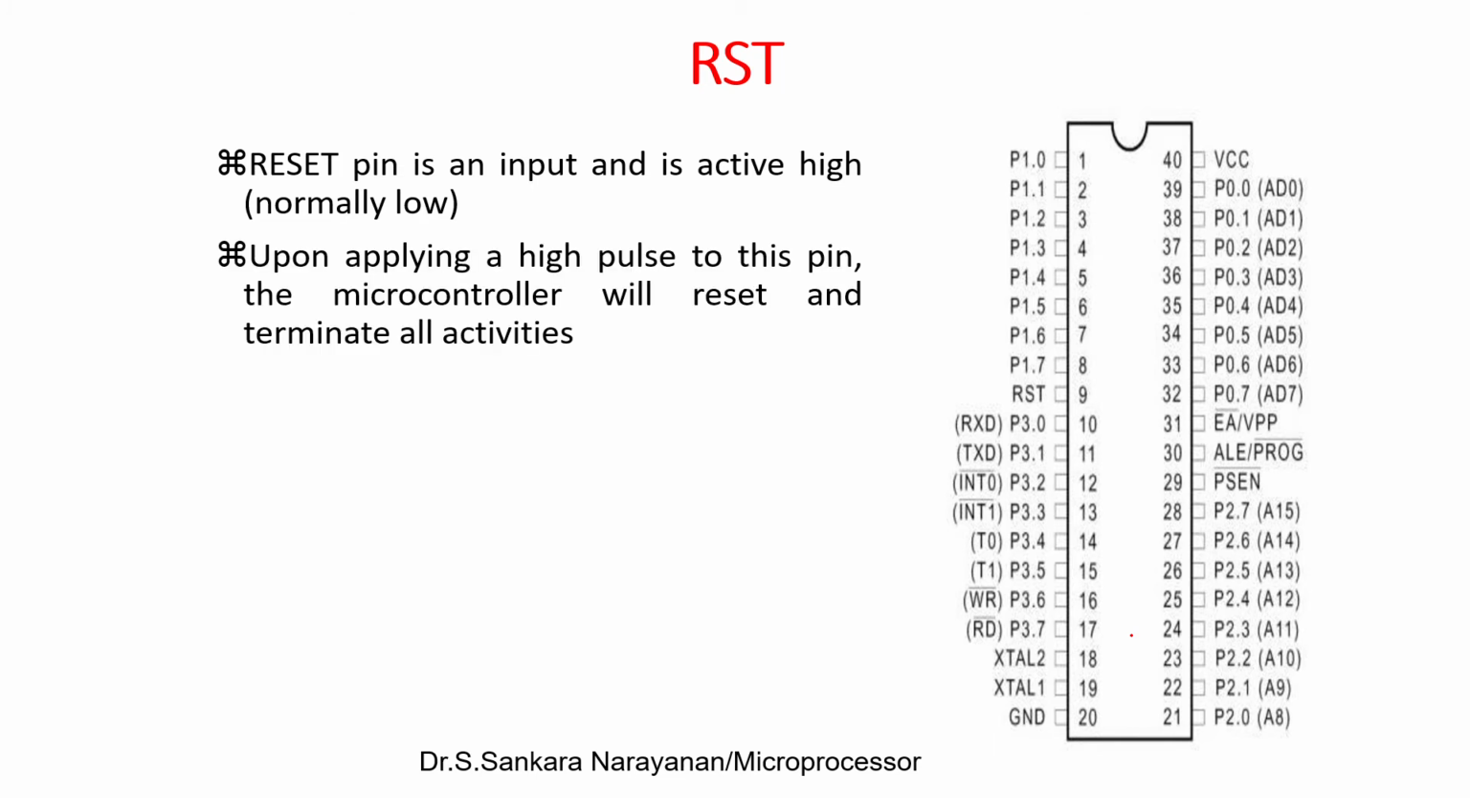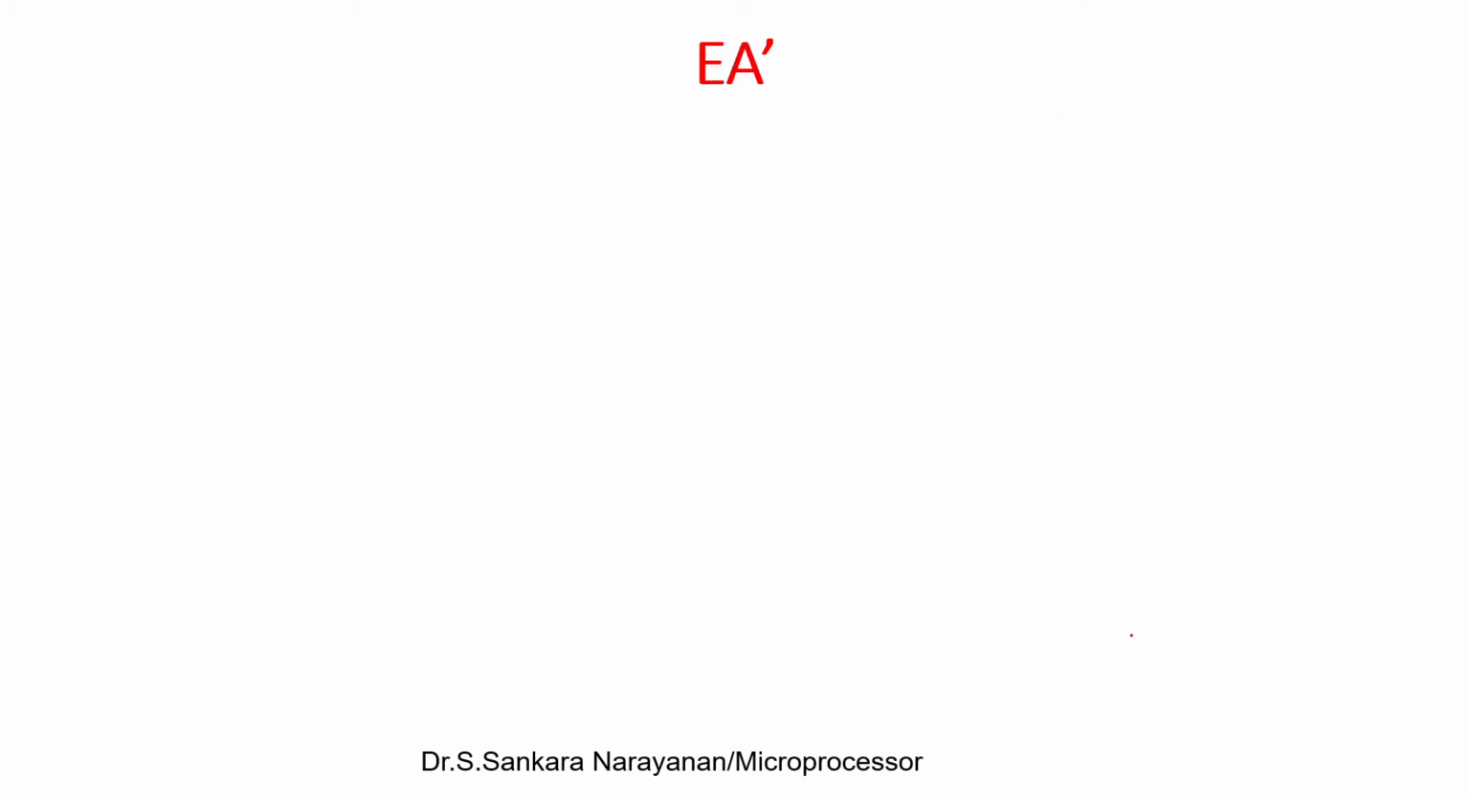Upon applying a high pulse to this pin, the microcontroller will reset and terminate all the activities. The main purpose of this RST signal is resetting the microcontroller and terminating all the activity. Whenever this signal is high, it will reset the microcontroller as well as terminate all the activities. The next signal is the EA signal.